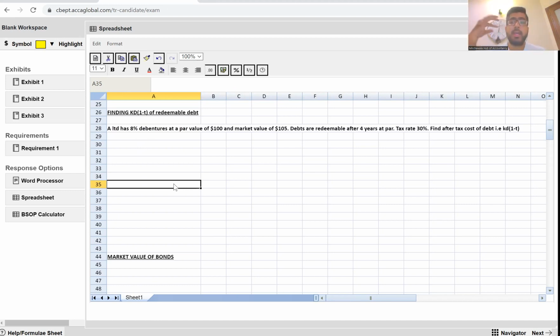Now, I have taught you, if you are my student, that there are 4 types of debt you will get in the AFM exam. If the debt is irredeemable debt, remember we used to apply a formula I over P naught. If debt is spread-based, you apply a formula for KD, RF plus spread. But if it's redeemable debt or a convertible debt, we apply IRR, right? I hope you remember this.